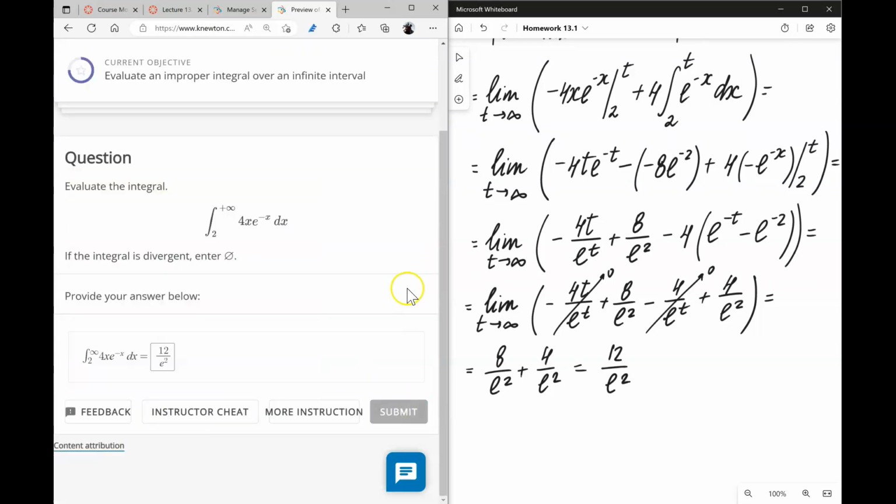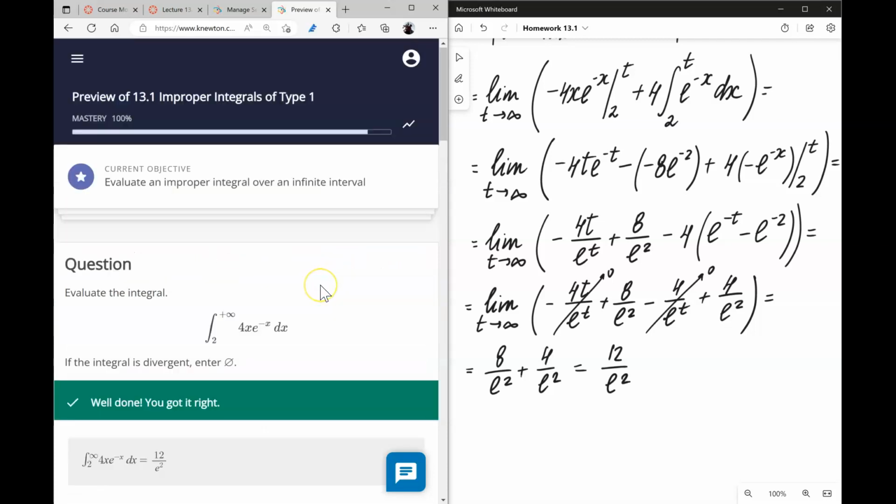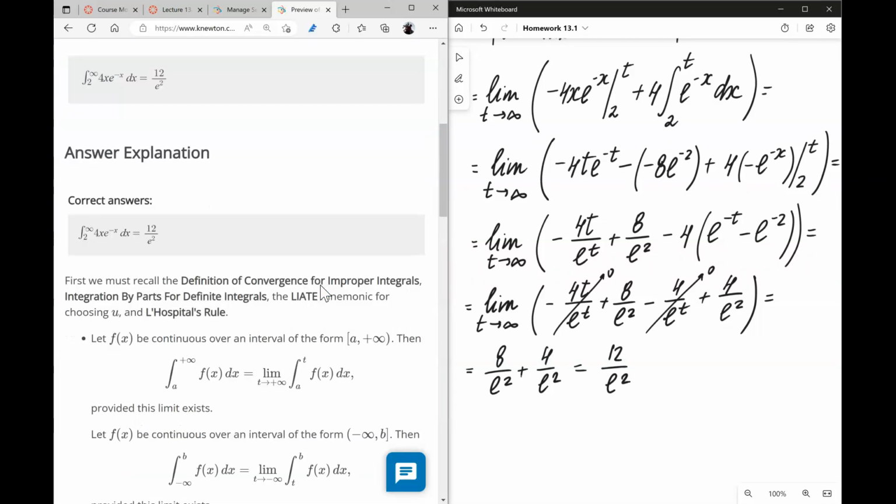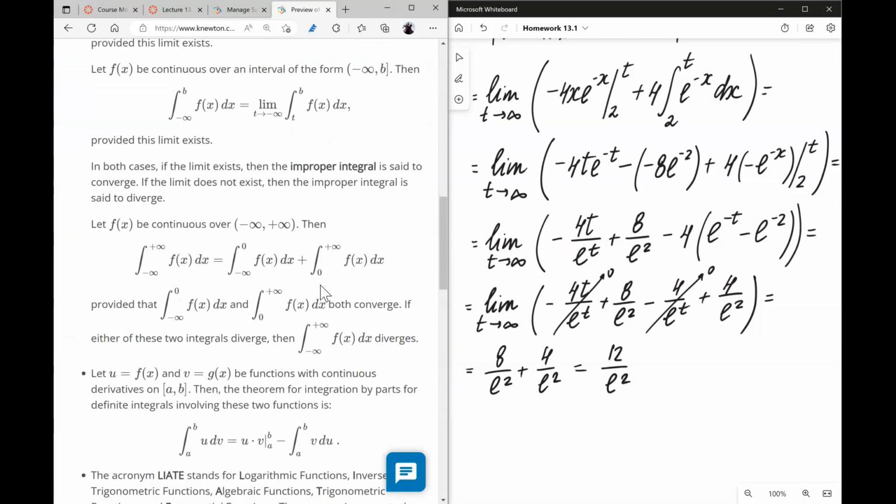Let's see if that's the right answer. That's the right answer. So all integrals of type 1 are pretty much the same.